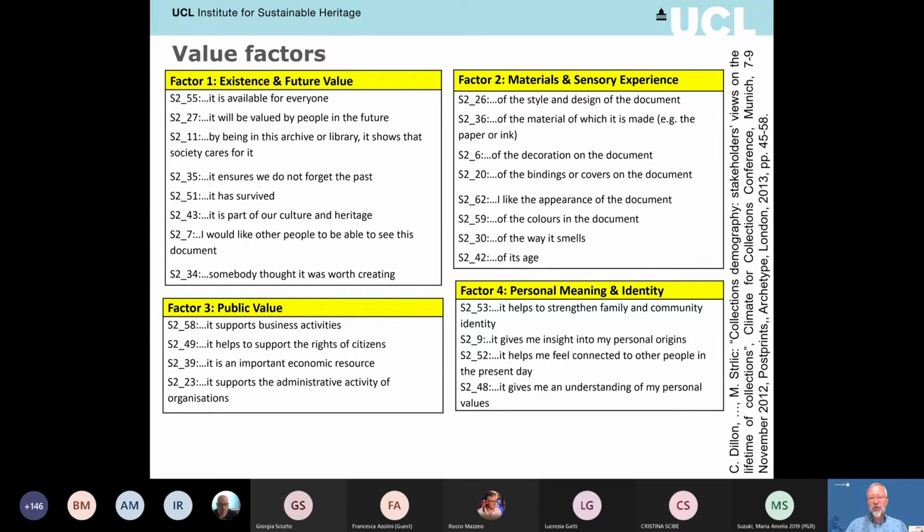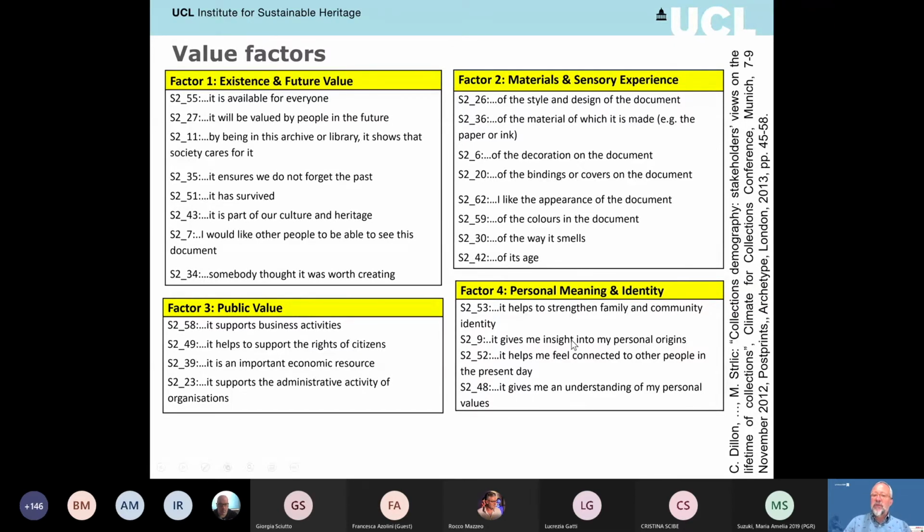And I could talk about book smell for very long. Some of you may know that some of my research focuses on historic smells. And of course, some appreciated the actual age of those materials, which can also be considered to be a material property. The rest of the factors reflected, for example, public value, the value of objects to public businesses, to public activities, for example, books representing an economic resource.